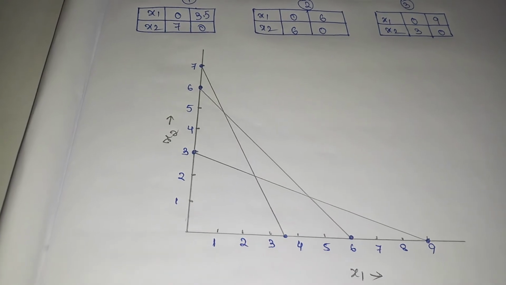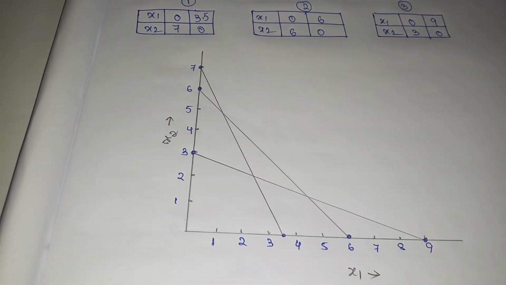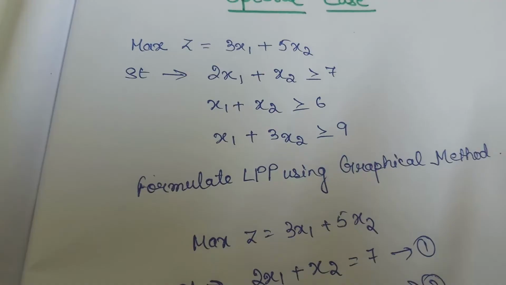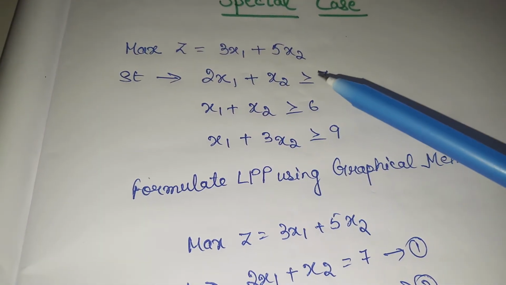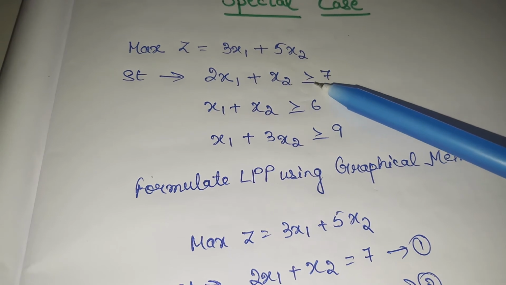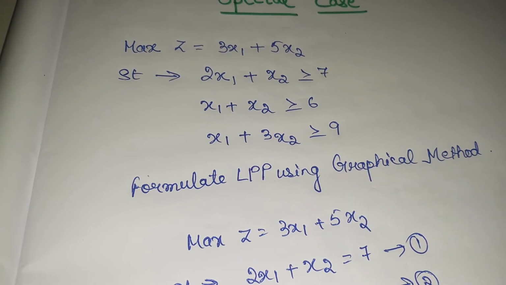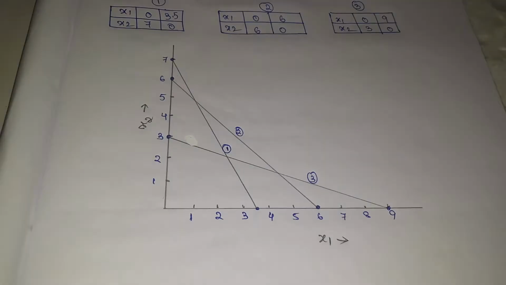Now my next job is to find the initial basic feasible solution. Let's go back to the equation now. Okay, so this is the first equation, that is greater than or equal to. Let's find this constraint in my graph.